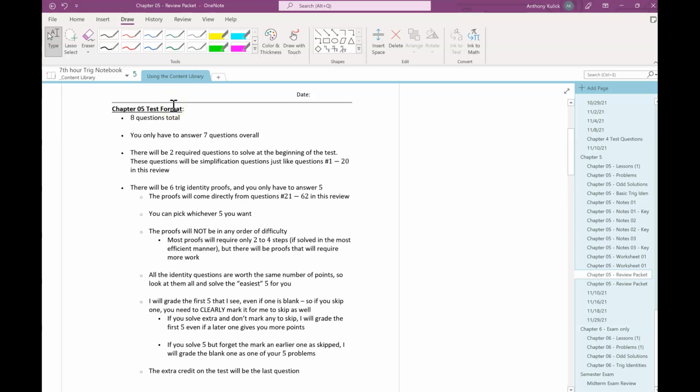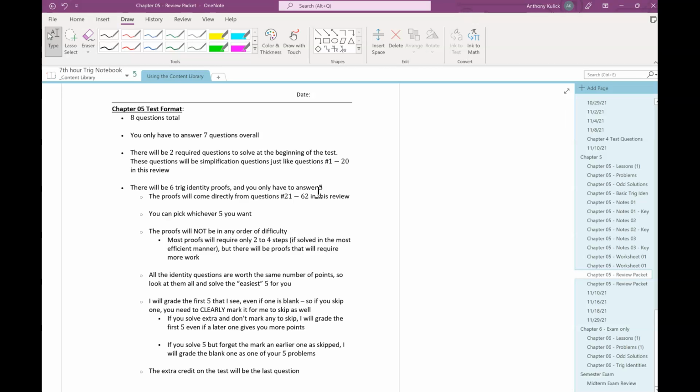I just want to point out to you the format for the chapter 5 test because it's a little bit different than some of the ones we've had in the past. So you have 8 questions total. Only 7 of them you have to answer. There's going to be 2 required questions at the beginning of the test that are simplification problems, similar to what you did on the first 20 problems on the review. And then you're going to have 6 identity proofs. You can choose to do any 5 of those.